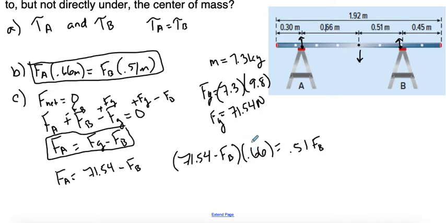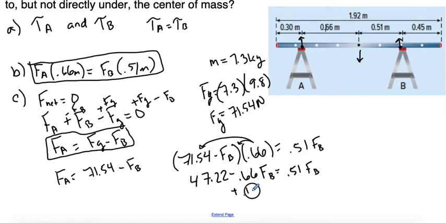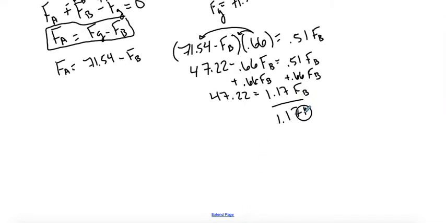Right there. Okay, so now we're going to have to solve this. This is some pretty basic algebra here. We distribute to there, distribute to there, and we get 47.22 minus 0.66 F sub B equals 0.51 F sub B. So now we want to get the variables on the same side, so move this over. Okay, we get 47.22 equals 1.17 F sub B. And then we'll have to divide both sides by 1.17 to get rid of that number in front of F sub B. So we divide by 1.17, and we get force of B is equal to 40.36.